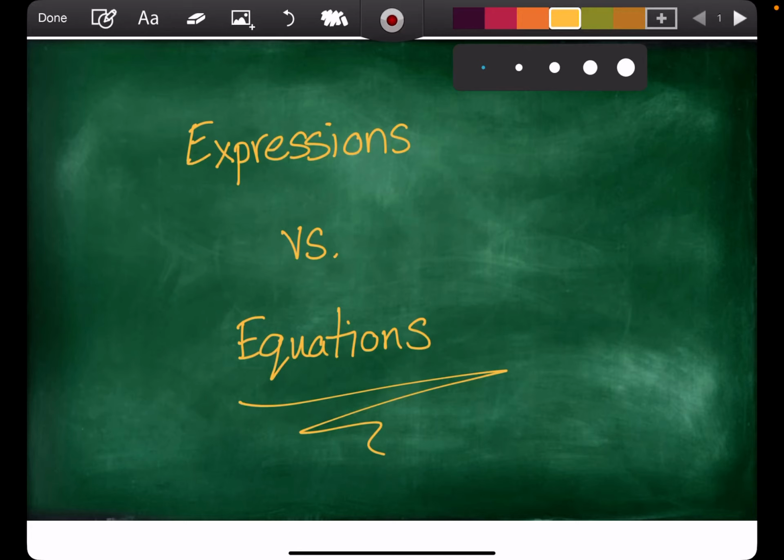Okay, if you are like me, when I was learning math, I often got confused with these two terms, expression and equation. So a mathematical expression versus a mathematical equation. So I just want to quickly show you the difference between those two mathematical terms.